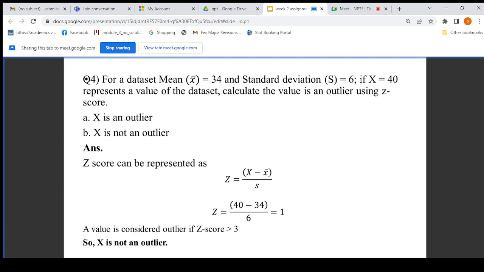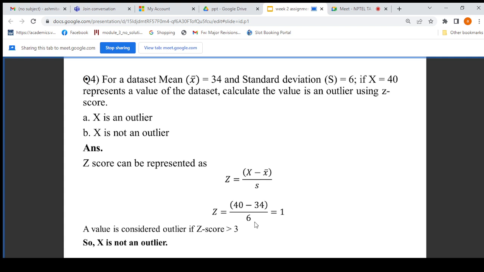Yeah. So the z score is z equals capital X, that is the value of the data point which is to be measured, minus the mean of the data set, divided by the standard deviation. So here if we input the values, it comes to 1. We consider a particular data value an outlier if the z score is greater than 3. So in this particular case, X is not an outlier.